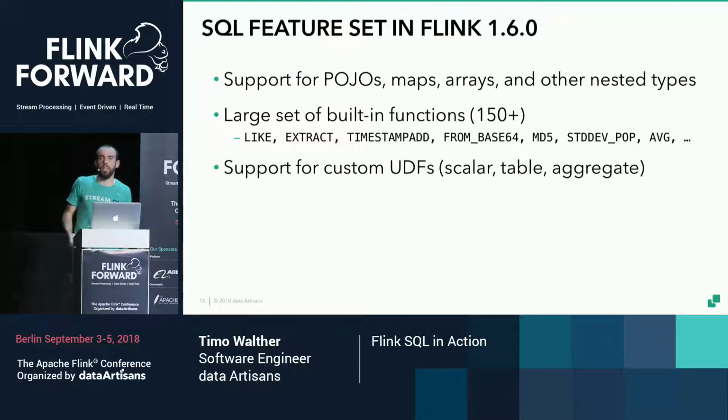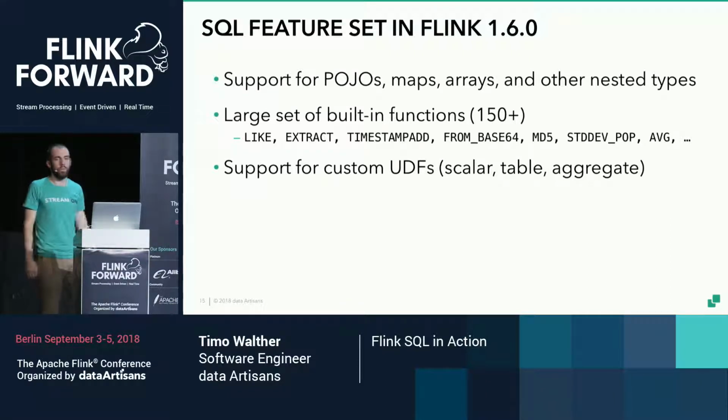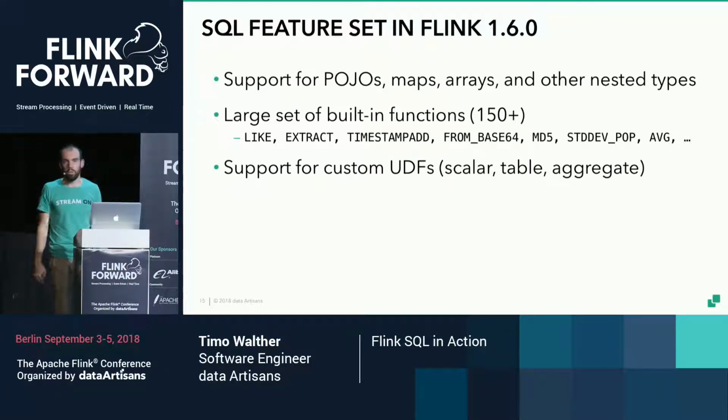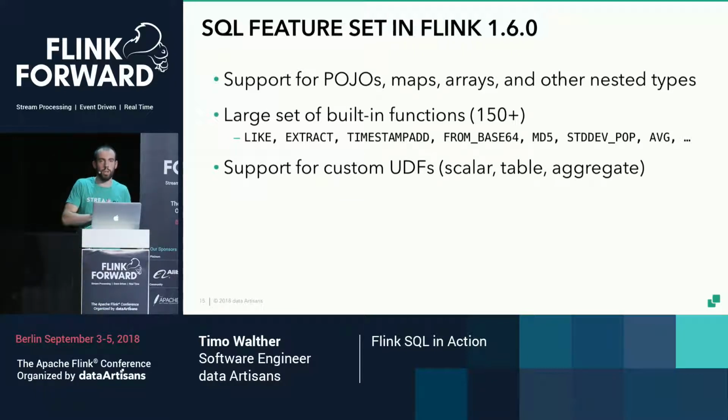Especially if you want to do things like ETL pipelines, it might be quite useful to see what data types SQL already supports. So we have basically full support for all data types that are also supported by Flink itself. So we have POJOs, and we also recognize those POJOs, so you can have access to nested fields if you need them. We support maps, arrays, and other nested types. And we also have a large set of built-in functions, so over 150 functions, like hash functions and time functions and so on.